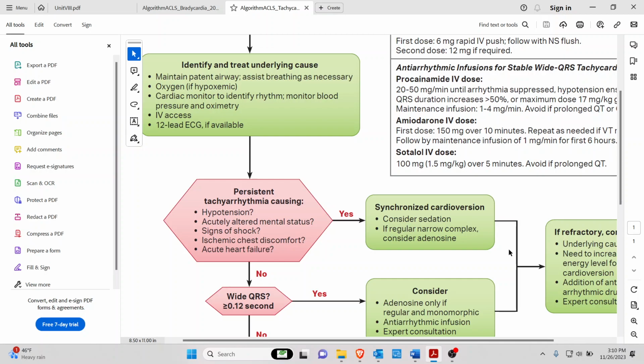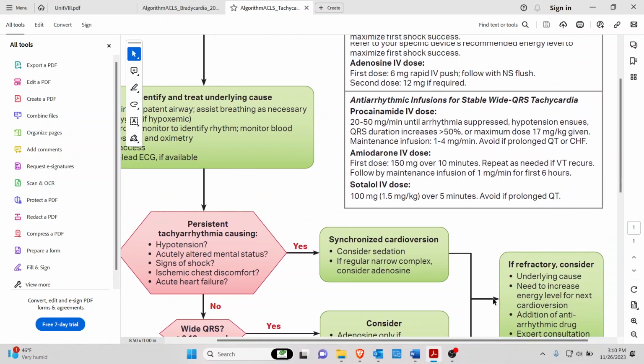Now, there are different energy settings for different commercially produced monitors. When we get into lab, I'm going to have your preceptors, and if not them, myself directly, talk to you about what the manufacturer recommendation for synchronized cardioversion is per all the three major monitors that are out there. So I'm not going to tie up the bandwidth with that case.